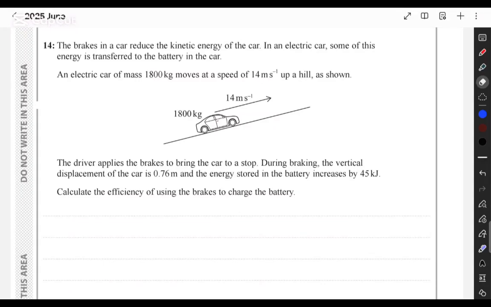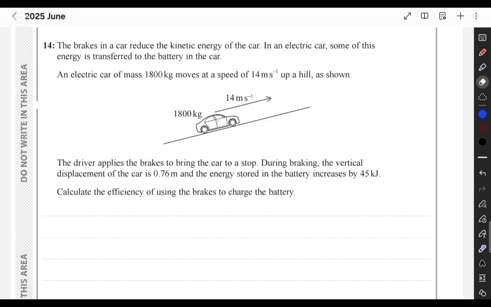Got another exam walkthrough from Work, Energy and Power. This is going to be 2025 June, question number 14. So the brakes in a car reduce the kinetic energy of the car. In an electric car, some of this energy is transferred to the battery in the car.